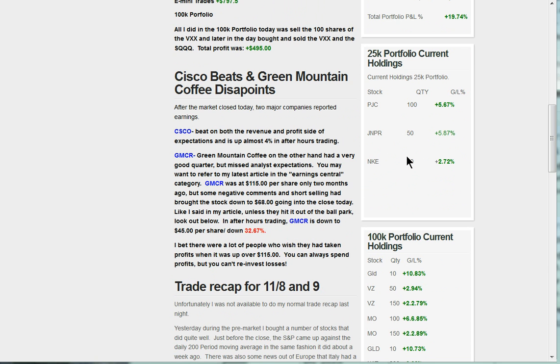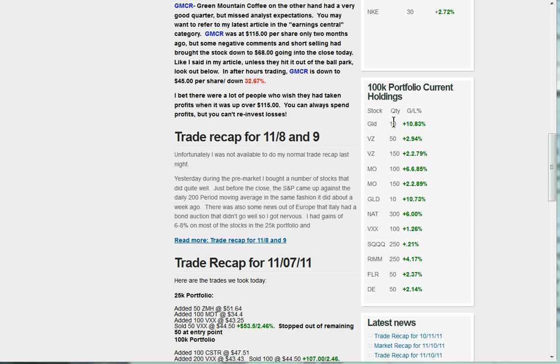And then also as a Premier member, you get a chance to see the 25K and the 100K. You actually see what stocks we're holding and then the profit and loss percentage that we're at any given day. So as you can see now in the 25K, we have 3 stocks in there. Shows how many shares we have and what percentage we're up on those. In the 100K, we have a lot of different stocks in there, but we hold those, like I say, for a longer period of time.